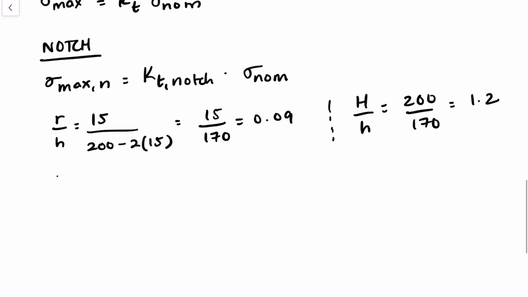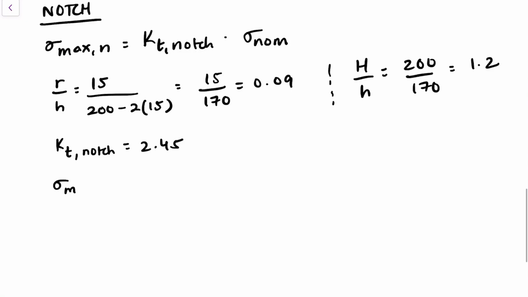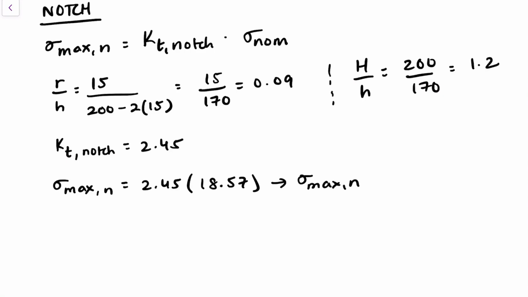So based on that, KT for the notch is 2.45. So the maximum stress due to the notch is equal to 2.45 multiplied by the nominal stress, which is 18.57, and that gives us sigma max at the notch equal to 45.5 megapascals.